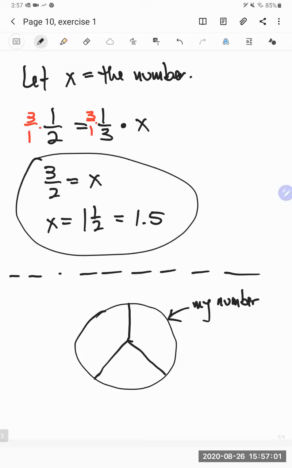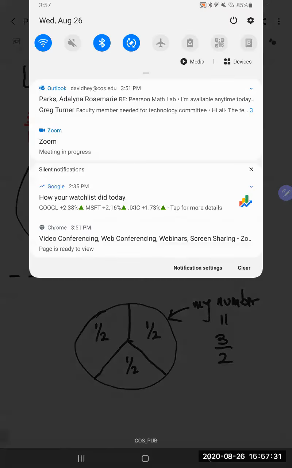Anyway, we have our number split into thirds, and we're told that 1/2 is equal to a third of the number. So each of these thirds is equal to 1/2, 1/2, and 1/2. If you add all of those up, you have 3/2. So your number equals 3/2, just like what we got before. Okay, so that's it for that one.